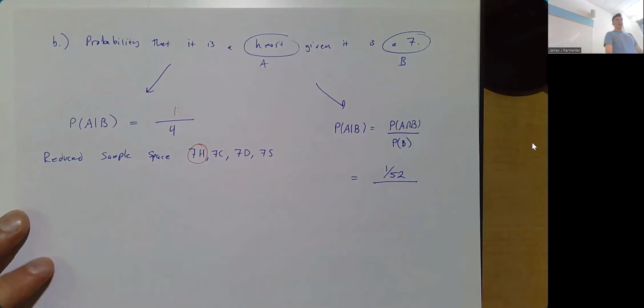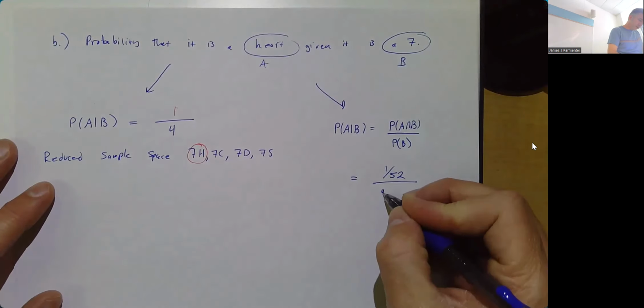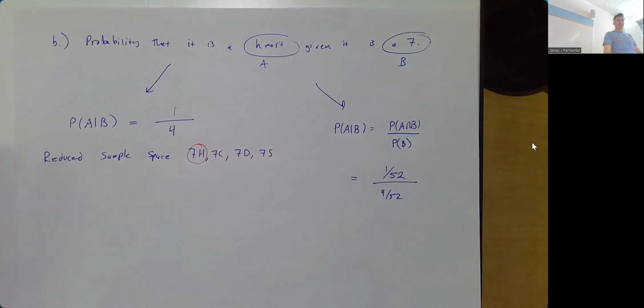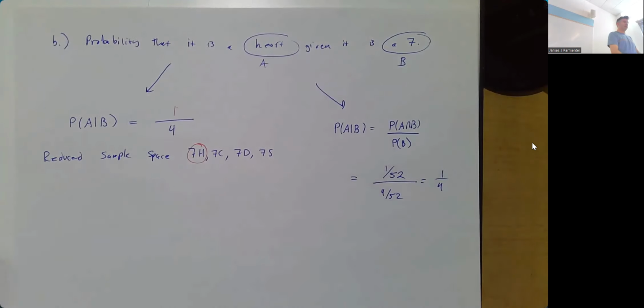The probability of B, which is the probability of drawing a 7, is 4 out of 52. And as is expected, the probability is the same calculated either way. Either way you calculate it, you should get the same answer. And so we definitely get 1/4 here because those 52s cancel out. Nice.